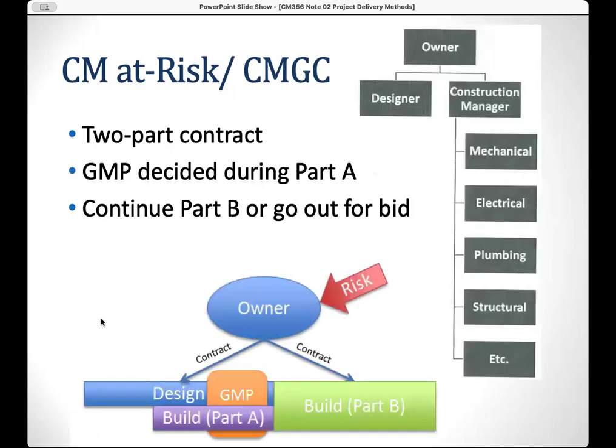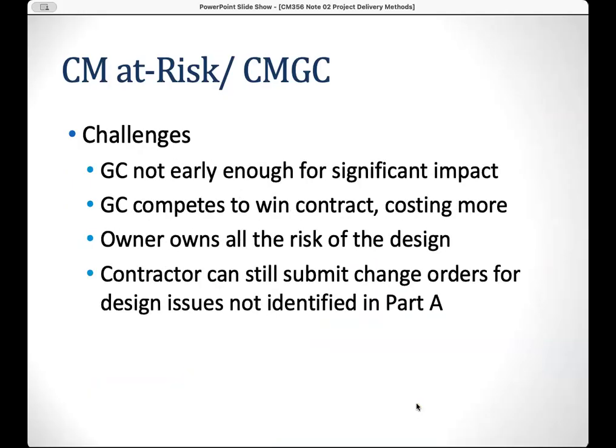Because when you go back and look, you still see there is design phase one, and then the GMP is over here, then your build is over here, right? So it's not early enough. So the owner owns all the risk of the design. So the contractor can still submit change orders for design issues not identified in part one. Because in part two, when you're actually doing your construction, you face some challenges, then you will be able to request design changes or change orders, right?